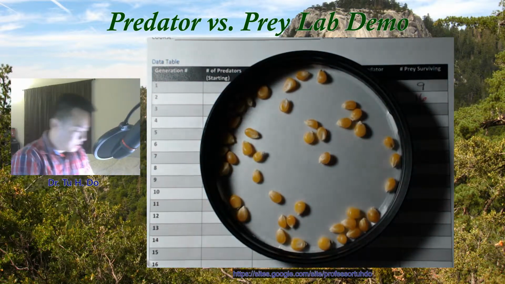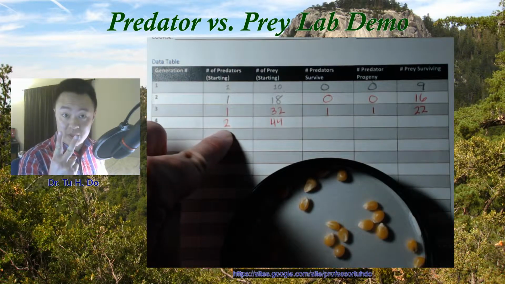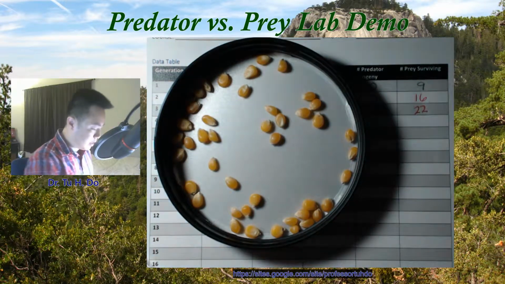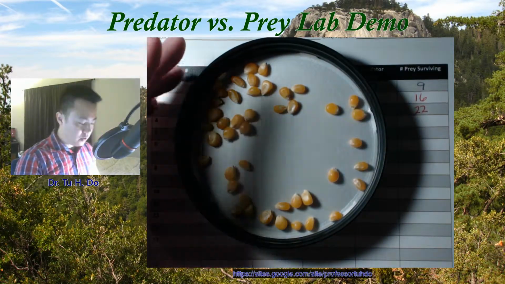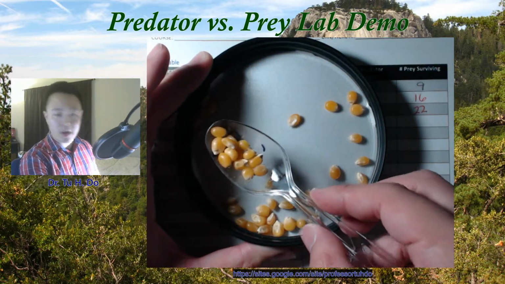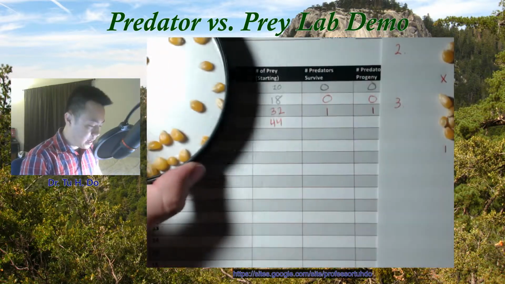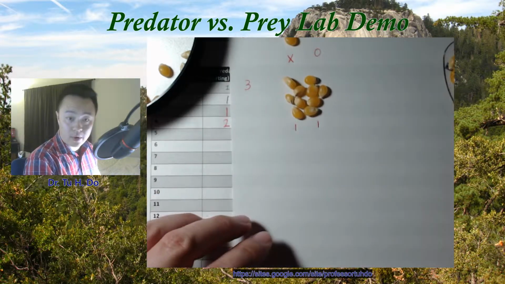All right, let's do this next run. 2 predators means 2 scoops this time. 44 in my ecosystem. Let's go ahead and get started. Here we go. Distribute it out evenly. Scoop number 1. Uh-oh. Here we go. Scoop number 1 here. Here's generation number 4.